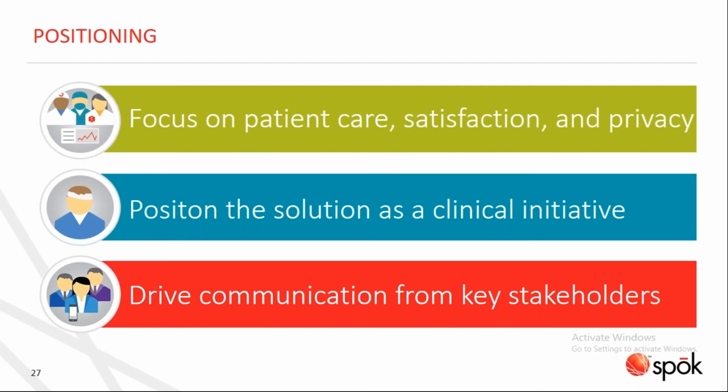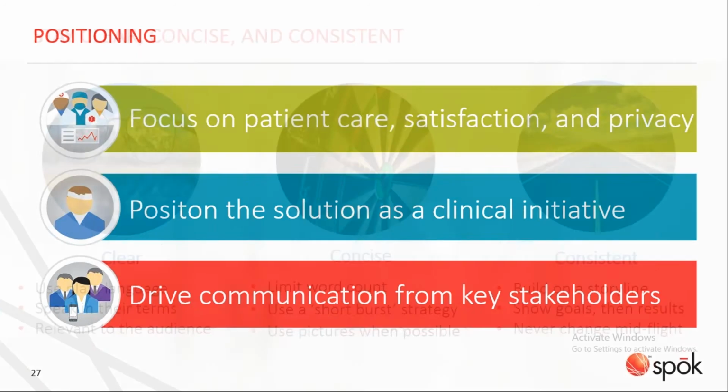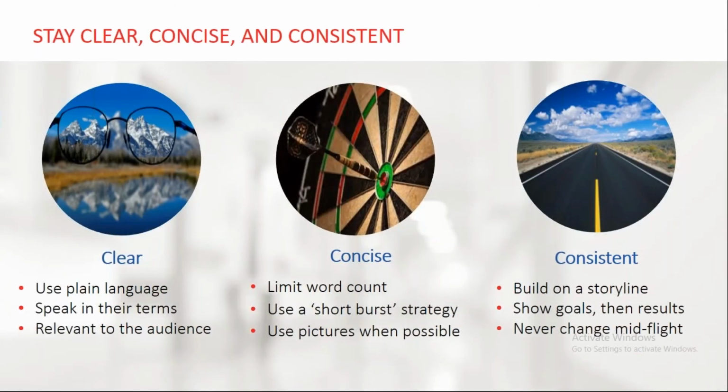Stay clear, concise, and consistent. Use plain language, speak in their terms, make it relevant to the audience through segmentation. Limit your word count. Use a short burst strategy is what I call it. It's sort of a tip of the month type thing. It's sort of a Twitter world these days, right? So we can only handle a little bit of information at a time. I think that particularly people in the medical field who have a lot on their plate can only take just a couple sentences at a time, right?